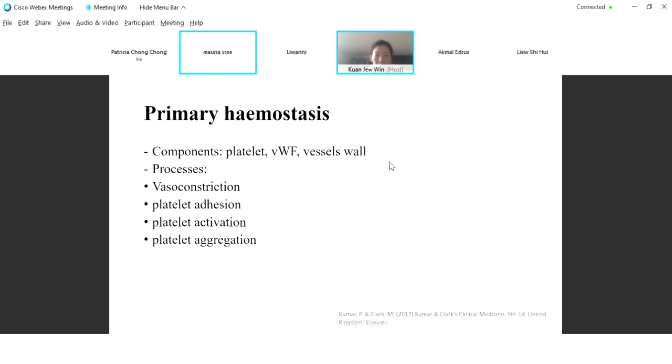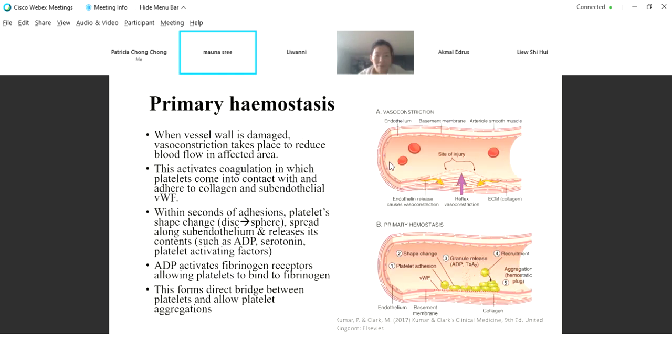Next. Okay, so for primary hemostasis, the components involved are platelets, von Willebrand factor, and also vessel size. So these are the processes involved in primary hemostasis. I will explain in detail in the next slides. First, as you can see in the picture on your right, picture A, it's showing the vessel constriction, which is the first step in primary hemostasis. Once there's a vessel injury, the vessel will undergo constriction in order to prevent further bleeding.